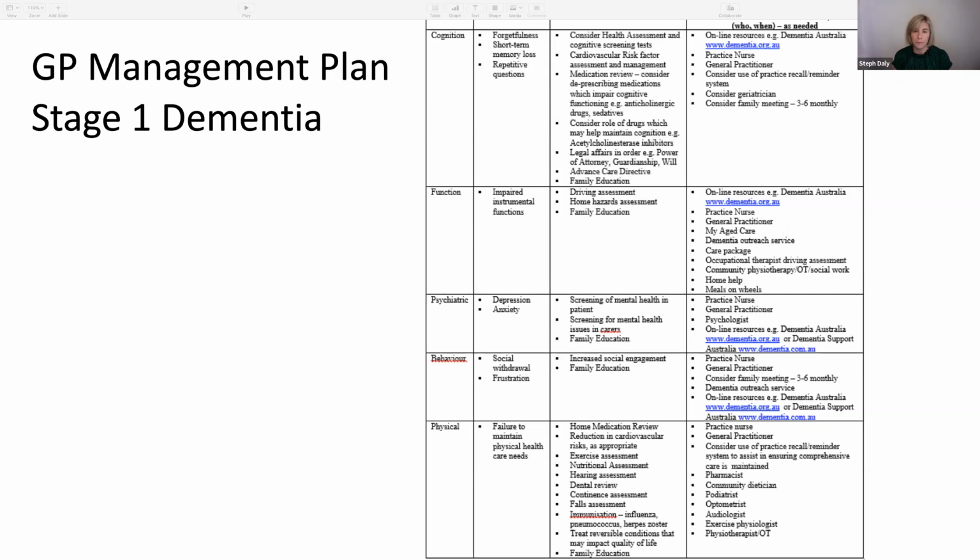so you can be really there to support them if they need to have the next step of care, for example. As I've mentioned already, function, we're thinking about home hazards, driving assessments, family education, and explaining to people where they might get further support from. I've already mentioned the OT driving assessment.